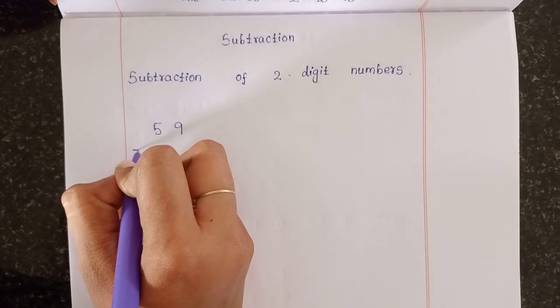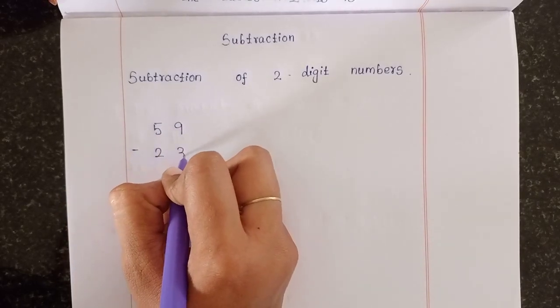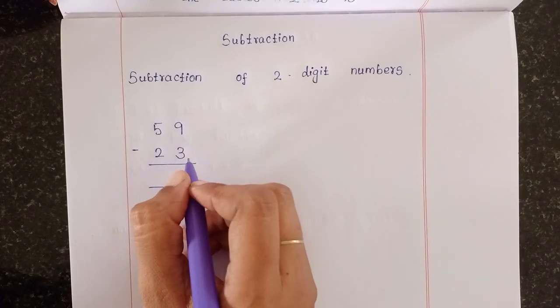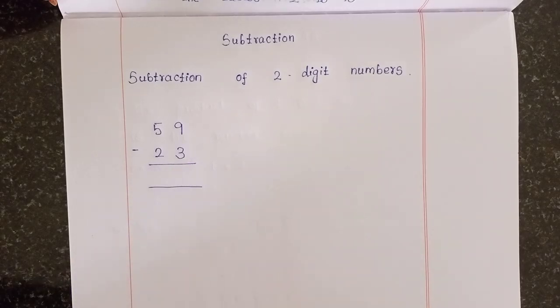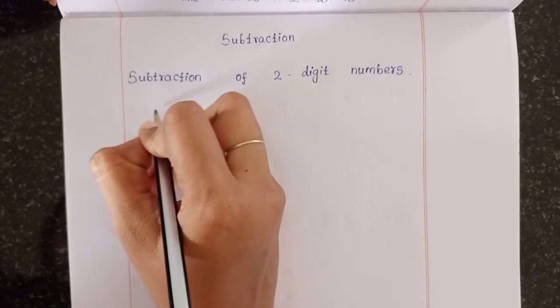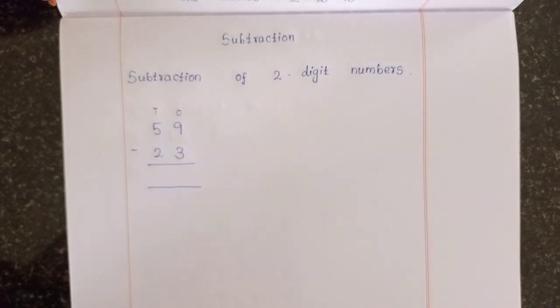59 minus 23. Okay, first write the places. Always write the place first: ones, tens. O means ones, T means tens. Subtract the ones column. 9 minus 3.